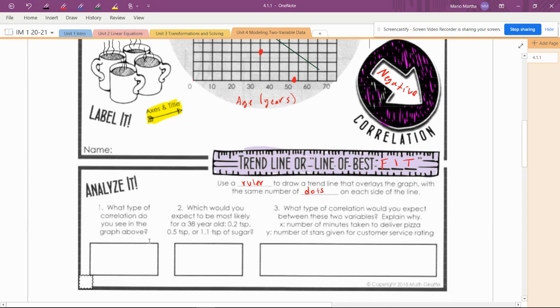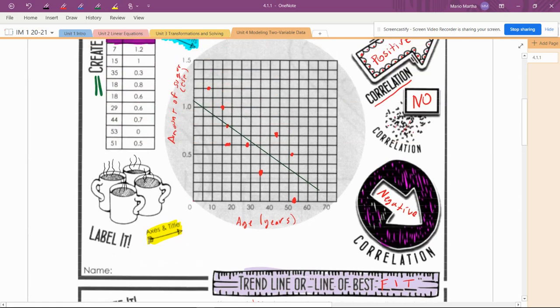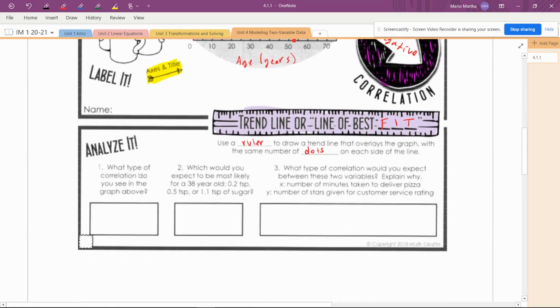What type of correlation do you see in the graph above? Again, the line is going down, so we can say that in this case, the correlation is negative.